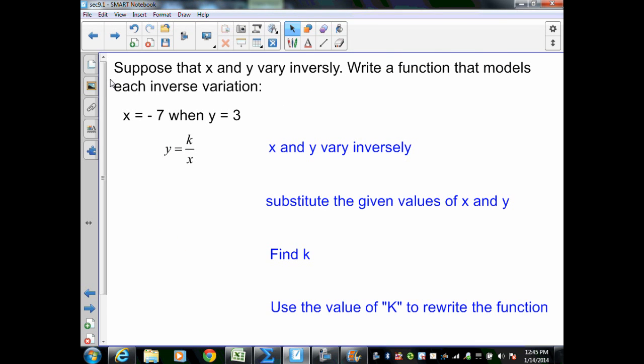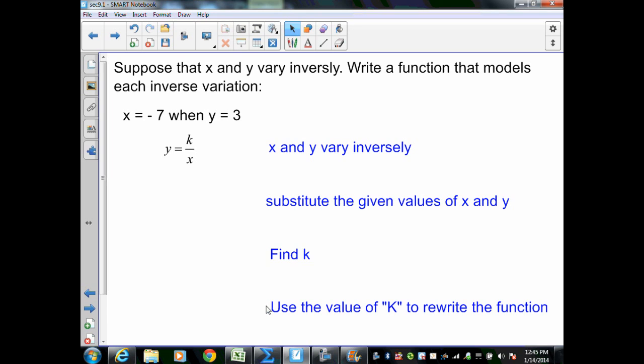Let's take a look at another example. Here, suppose that x and y vary inversely. Write a function that models each inverse variation. Here I'm given x equals -7 when y equals 3. We know our general formula is y equals k over x, and x and y vary inversely. We want to follow these procedures to determine this solution.